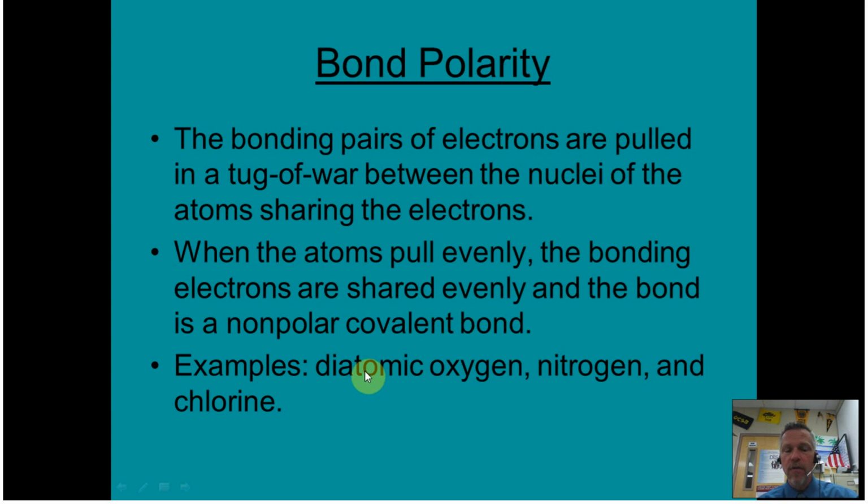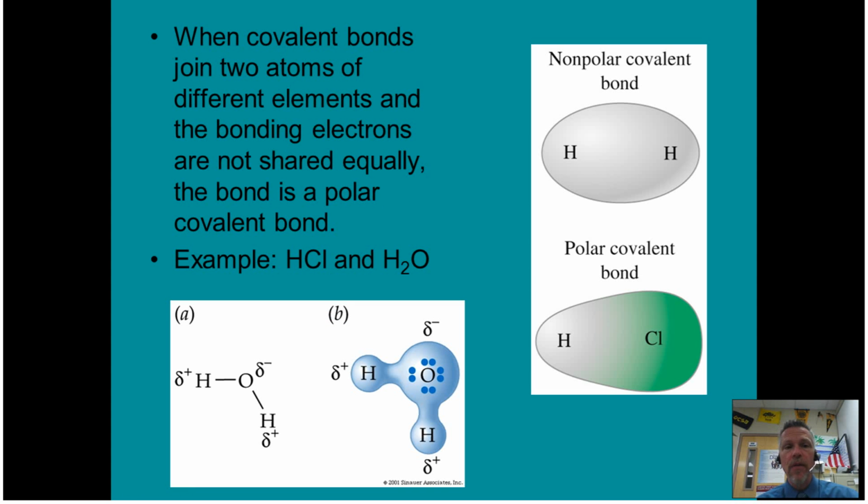Examples of this are, for example, diatomic oxygen. Diatomic means two, so diatomic oxygen is just O2, the stuff we breathe. Another example is nitrogen, N2, or chlorine, Cl2. In each of these examples, you'll notice the molecule we're talking about is made up of two atoms of the same type, two oxygens, or two nitrogens, or two chlorines. And so in that case, the covalent bond that forms between the two of them is completely evenly shared because it's an identical atom on either side.